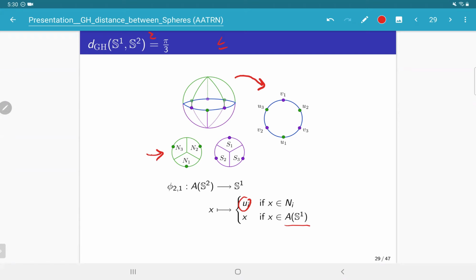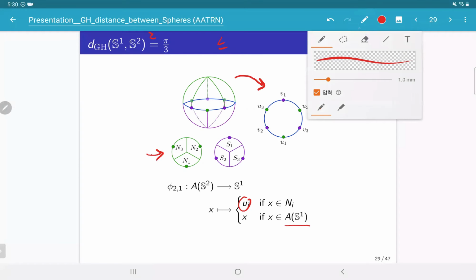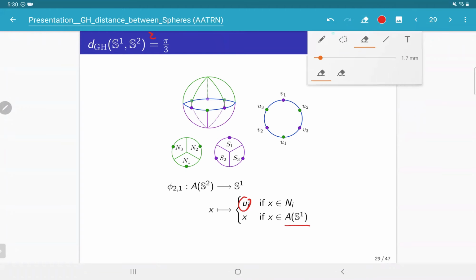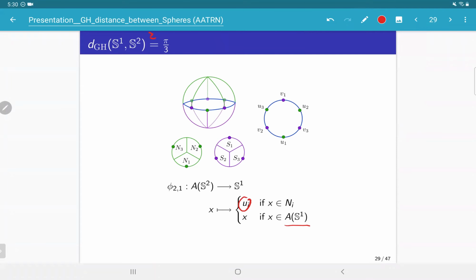So in this way, we can define phi sub 2, 1. Then we can prove that the distortion of phi sub 2, 1 is exactly 2 pi over 3. And I think we have enough time, so let's see why that is true for some cases. For example, to compute the distortion, you have to compute this value.